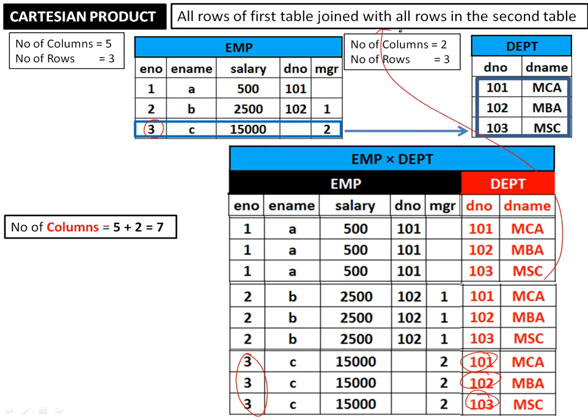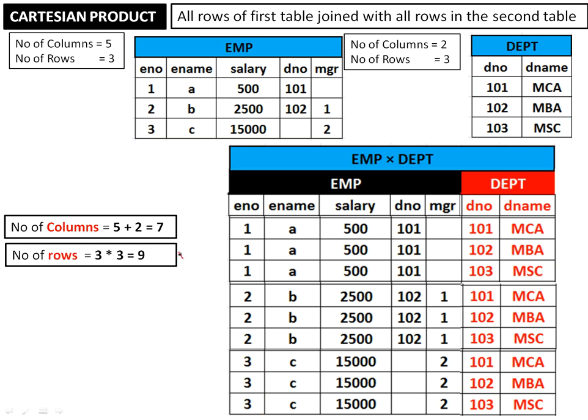All rows of first table will join with all rows of second table. So number of rows will be multiplied, guys. Number of rows will be multiplied. So when you take Cartesian product, number of columns will be added, number of rows will be multiplied, guys. It is the Cartesian product. So whatever logic you write, whether it is equijoin, non-equijoin, self-join, all are fetching subset from it.